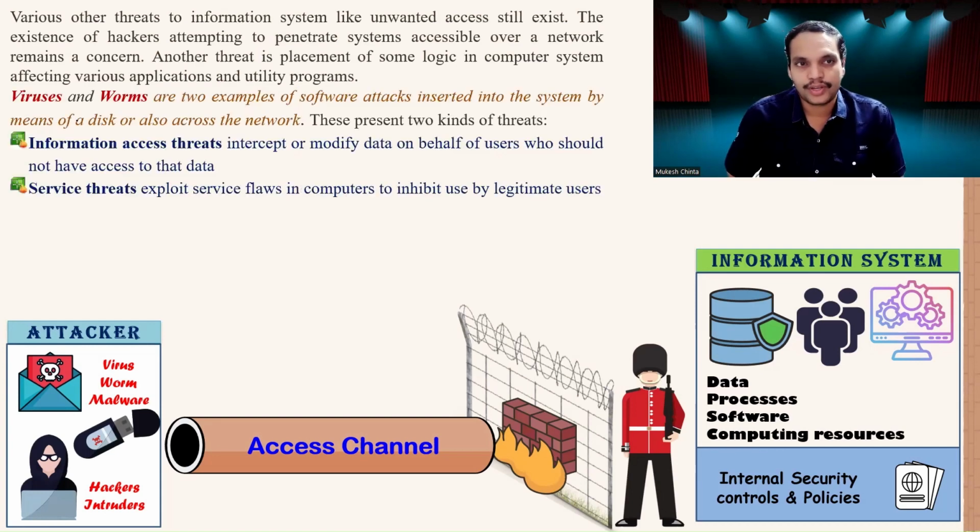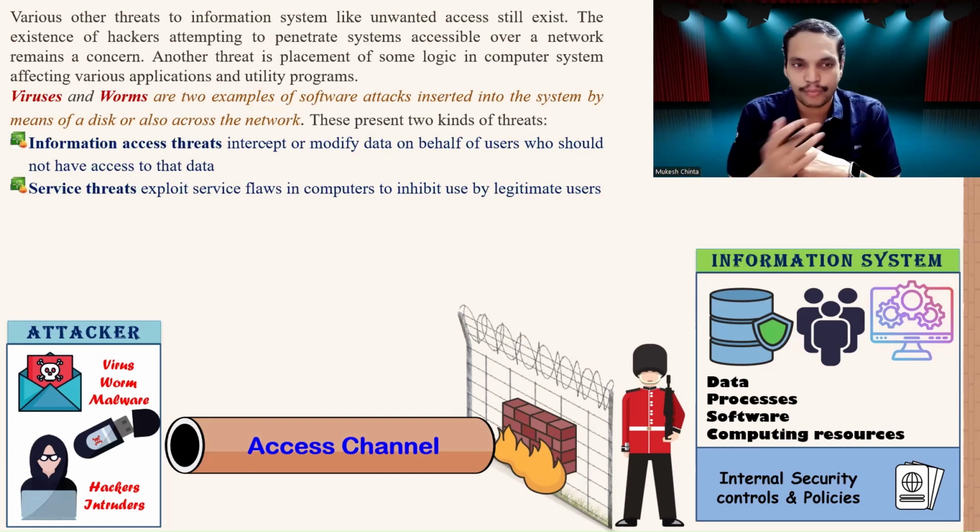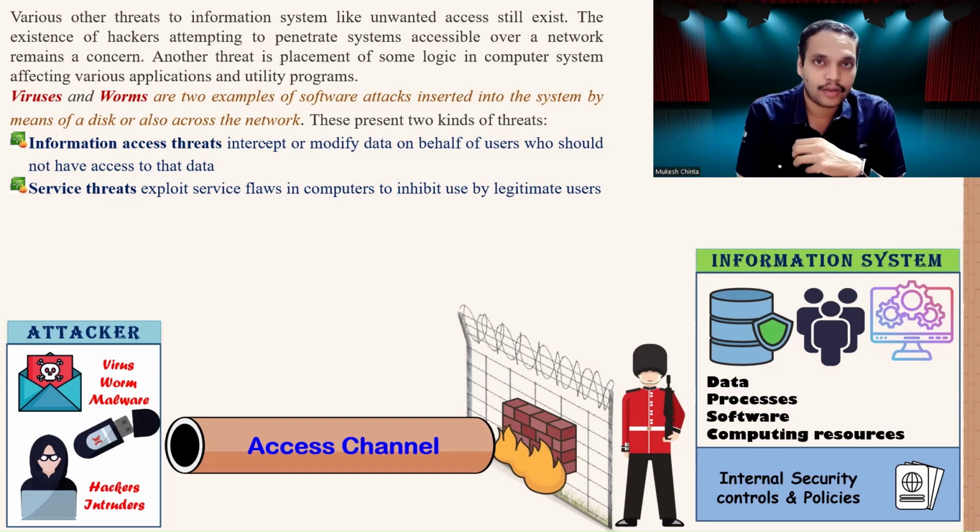Viruses and worms are two types of software attacks that are inserted into the system by means of a disk or also across the network. So if I'm an attacker, I might send you a link saying, hey, open this and get maybe a free dinner on your birthday. Everybody gets interested in free goodies. If you click on the link, unknown to you, in the background it might download some kind of malware onto the system. Once the malware is on the system, it might transfer control to the attacker. It makes your system vulnerable.